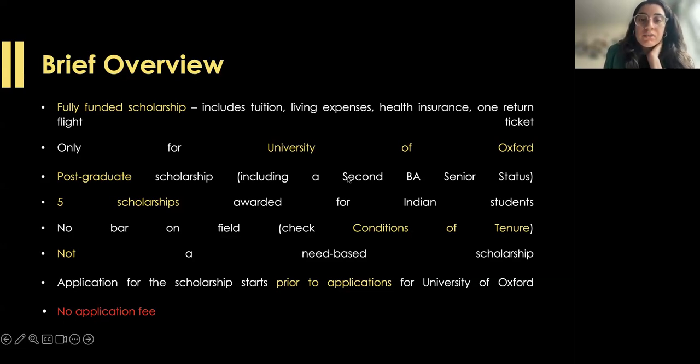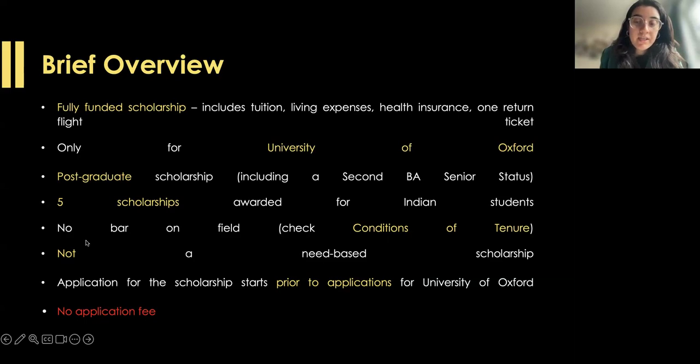But it also includes a second BA senior status course, for which you can look at the conditions of tenure. There are 5 scholarships that are awarded for Indian students every year. There is no bar on the field that you can apply to, so it's available for humanities, social sciences, and STEM courses as well. But specifically, which courses are and are not eligible for the Rhodes Scholarship, you can have a look at the conditions of tenure document.